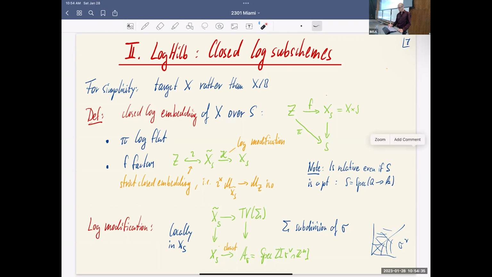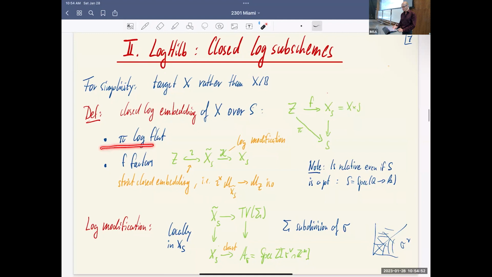So you would start with S that could be a point, but it could also be high dimensional, and takes a product. And then you look at log morphisms, so diagrams of this form, and you impose two conditions. First is that this projection is log flat. So if this is just spec K without log structure, that's nothing, no condition. But if it has a log structure, this is a non-trivial condition. And then the crucial thing is we want that this map F factors over a strict closed embedding to some log modification up here.